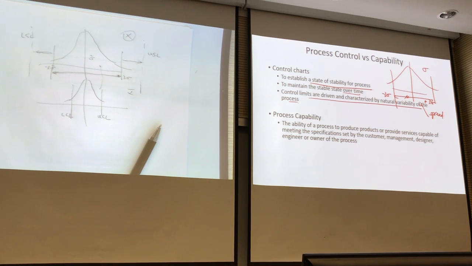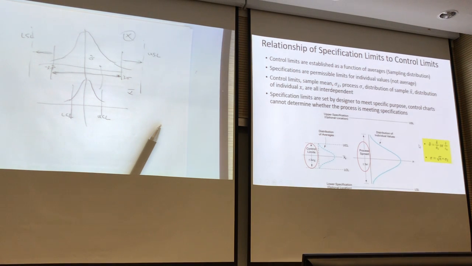Process capability is basically you trying to answer whether you can meet the specification set by the customer, management, designer, or owner of the process, right? So this one is in relationship to the specification.